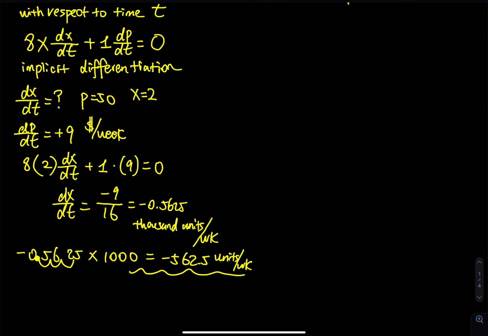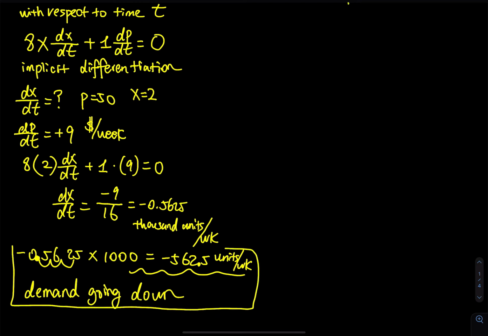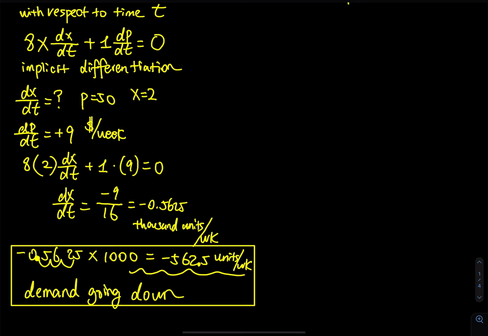So since this is negative, what does that mean? That means the demand is going down, is decreasing, is dropping. So the rate of change can be going up or going down. So this one, the demand is negative, that means the demand is going down. What if the demand is positive 562? Then that means the demand is going up. So that answers the first question. So let's box this.